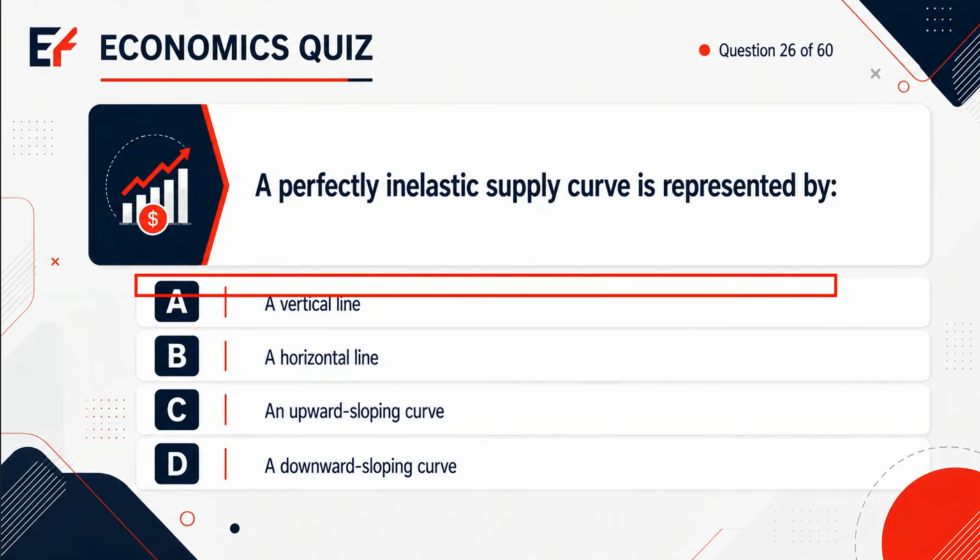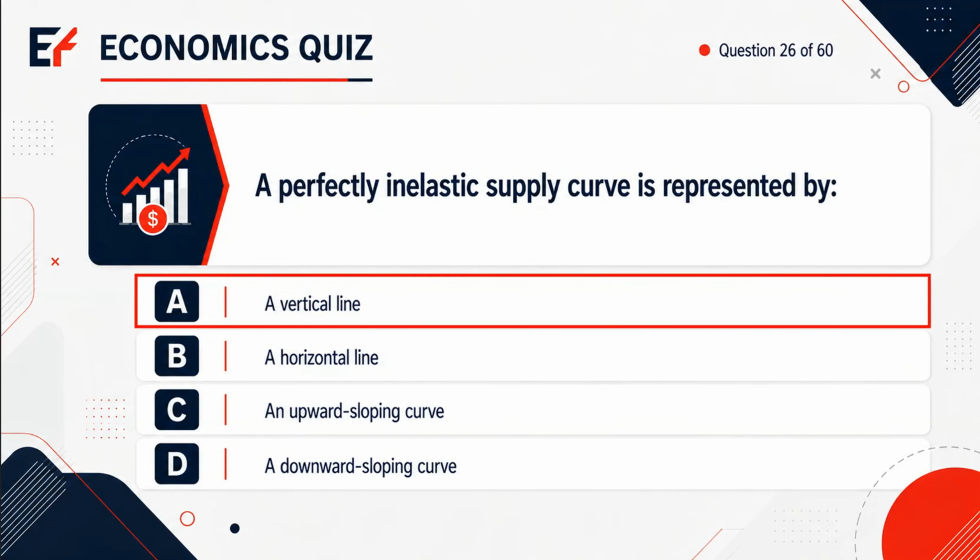Let's picture what the curve is showing. Perfectly inelastic supply means quantity supplied does not change when price changes. The quantity stays fixed, so the supply curve is drawn as a vertical line. Option A is correct because a vertical curve shows the same quantity at every price.